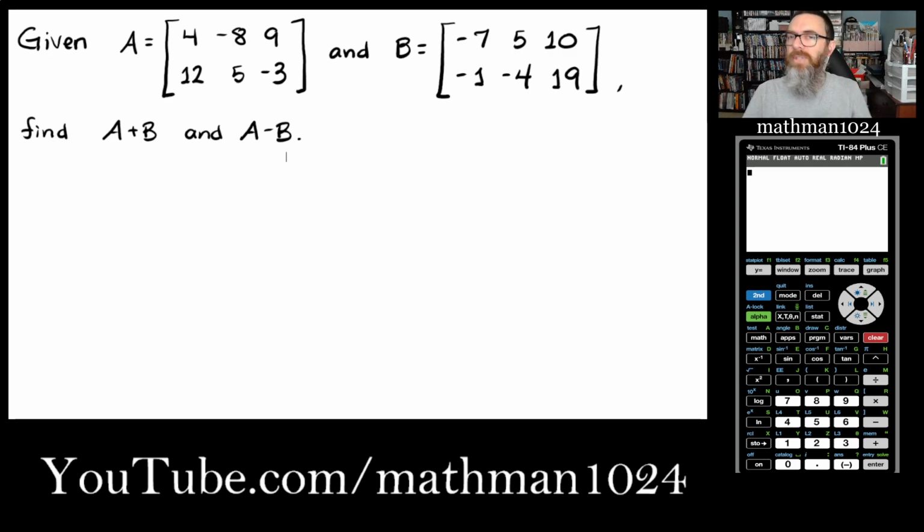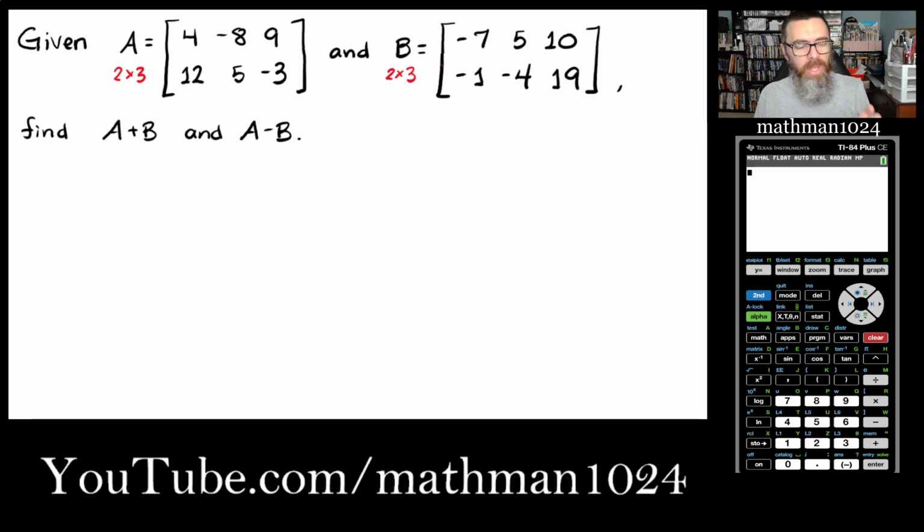Now, for the most part, this stuff is fairly straightforward, but you do have to make sure that certain conditions are in place before you can actually do the algebra. For example, if you want to do anything with addition and subtraction, you've got to make sure that the dimensions of your two matrices are identical. If you look at A is 2 rows by 3 columns. B is also 2 rows by 3 columns. Since they have the same dimension, we can very easily add these matrices or subtract them.